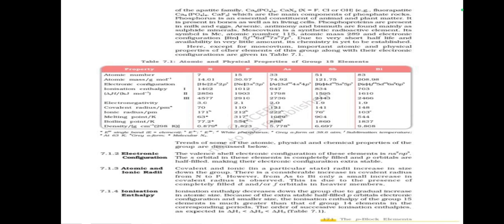Ionization enthalpy decreases down the group due to a gradual increase in atomic size. Because of the extra stable half-filled p orbitals, electronic configuration, and small size, the ionization enthalpy of the group 15 elements is much greater than that of group 14 elements in the corresponding periods. The order of successive ionization enthalpies, as expected, is ΔH1 < ΔH2 < ΔH3.